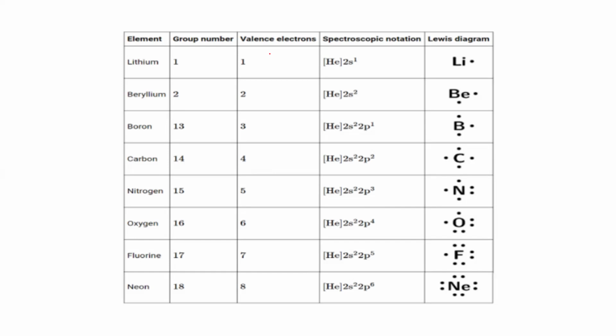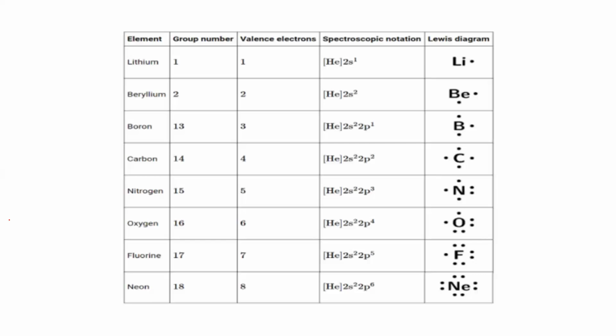The atoms that donate are called the metals, and the atoms that accept the electrons are called the non-metals. So when a metal donates an electron, it becomes stable. Or when a non-metal accepts an electron, it becomes stable.